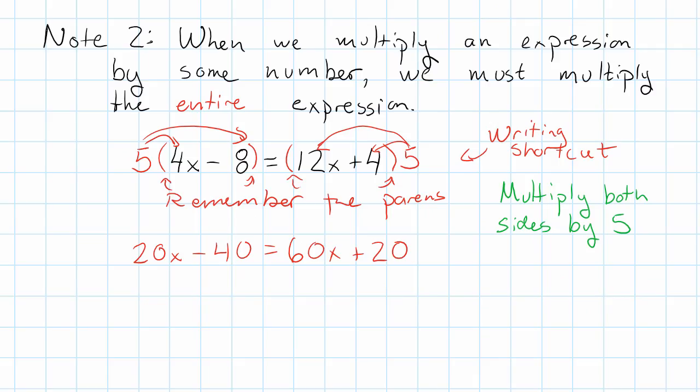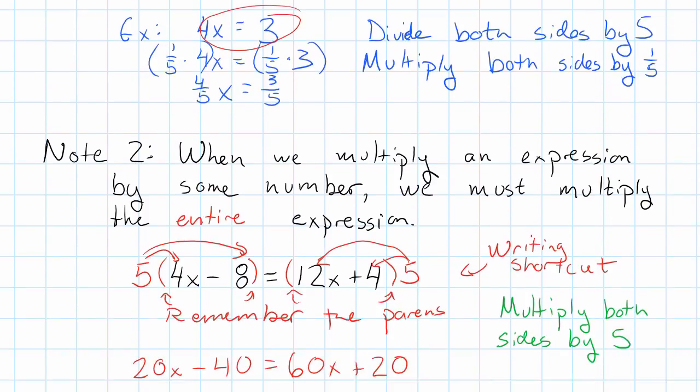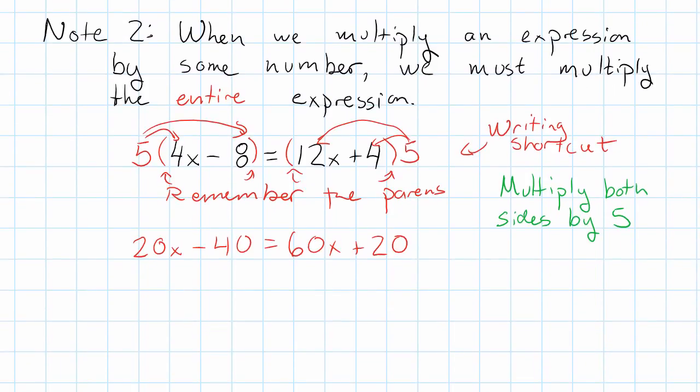Why is it that we need to use the distributive property here? We didn't need to use the distributive property when we added a number to both sides. Well, that's because we were just adding a term. The distributive property only applies when we have an expression with multiple terms that we want to multiply by something.